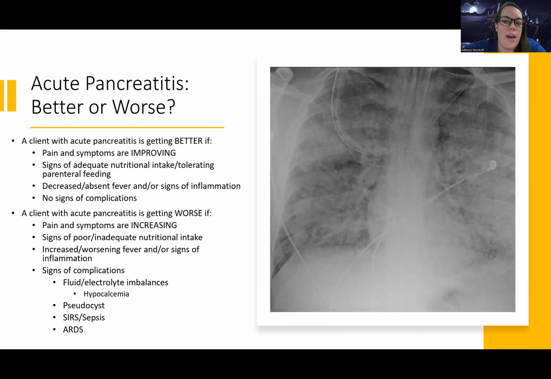And then they can also go into what's called ARDS, and I'm going to talk about ARDS for a little bit. This is what we call a whited out chest x-ray. Normally the lungs should be black because there's air moving, but there's all this junk.